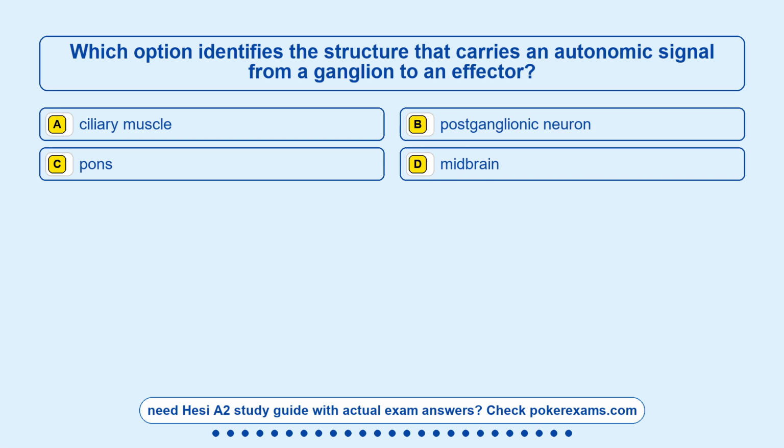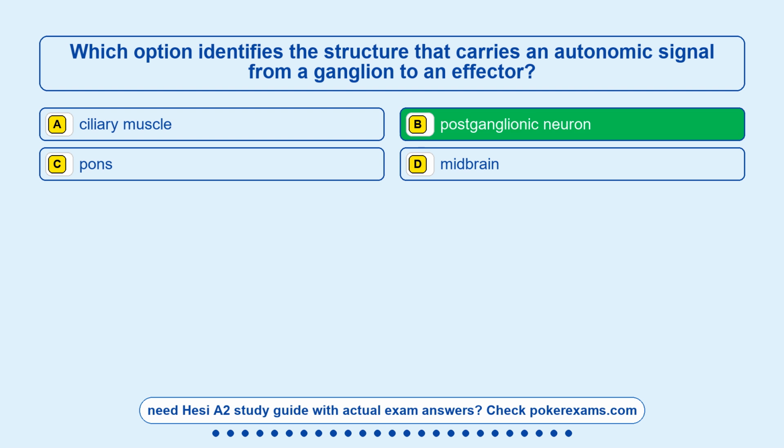Question 15. Which option identifies the structure that carries an autonomic signal from a ganglion to an effector? Option A, ciliary muscle. Option B, postganglionic neuron. Option C, pons. Option D, midbrain. The correct answer is option B, postganglionic neuron.